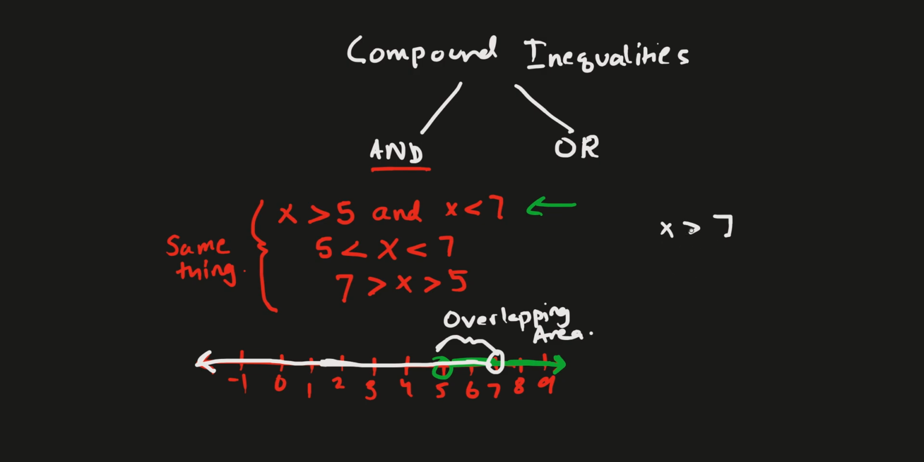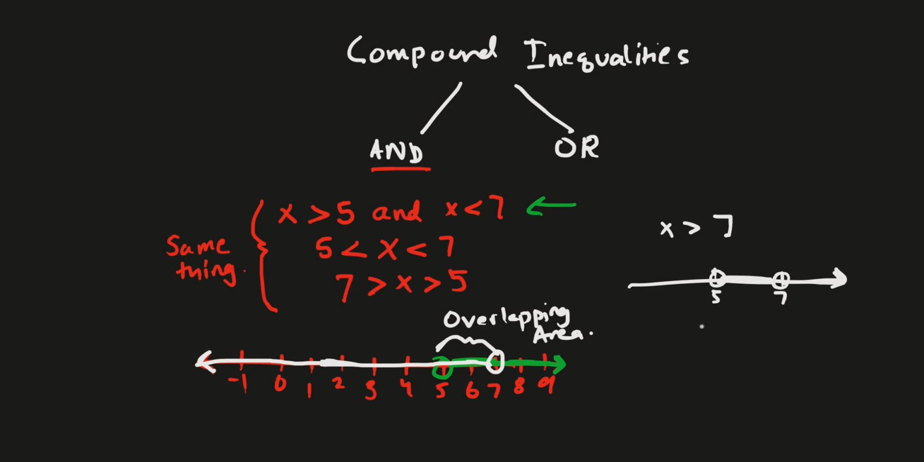So when we had x is greater than 7, we had this graph, and say this is 5, this is 7. We only looked at this portion right over here. But when we have a compound inequality with an "and," we're looking at this portion over here.